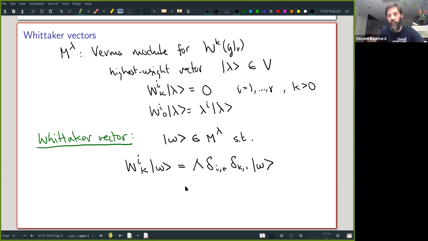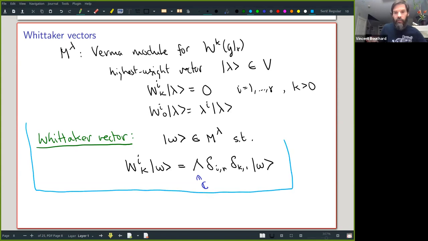So basically, this state is killed by all the positive modes except one, and it's an eigenstate of that particular operator W_R1. Lambda here is just a parameter, just a complex number. This will play the role of the energy; in fact, it plays the role of the energy scale in the supersymmetric gauge theory. Again, this is for i equals 1 to R and k greater than 0. Okay, so this was the definition of Whittaker vector.